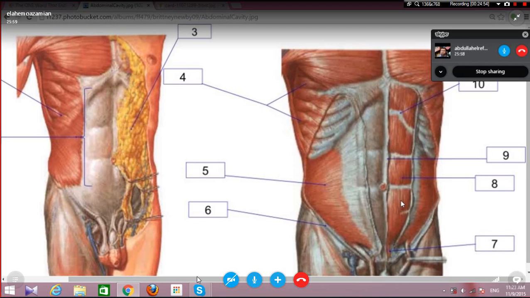So tendinous intersections divide the rectus abdominis into different segments. And usually we have 3 tendinous intersections. The first one is at the level of the xiphoid process. The third one is at the level of the umbilicus. The second one is between these two. And this muscle is wide superiorly and it gets narrow inferiorly.